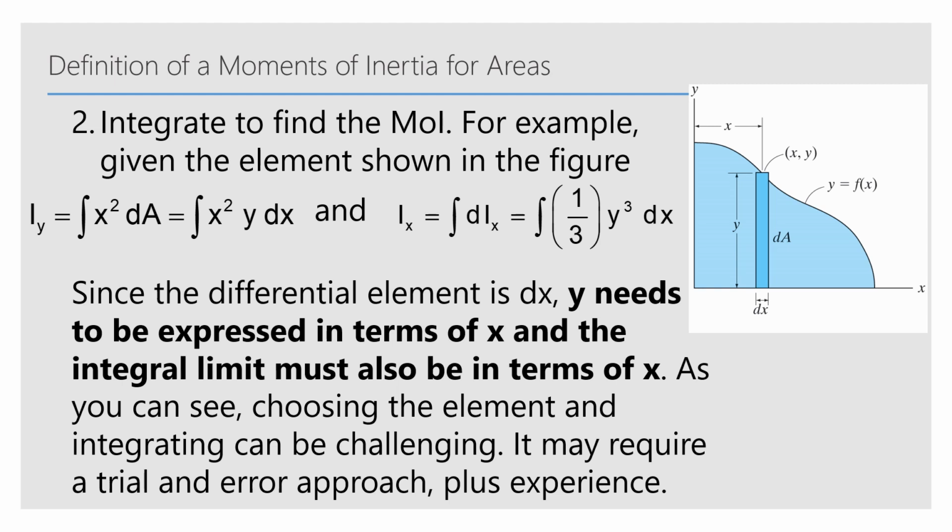The second thing is to integrate and find the moment of inertia. For example, given the element shown in the figure, the inertia for y is given by the following equation, and the inertia for x is given by the following equation. Since the differential element is dx, y needs to be expressed in terms of x and the integral limits must also be in terms of x. As you can see, choosing the element and integrating can be challenging. It may require a trial and error approach and a little bit of experience, but after doing some problems, deciding which one to use is easier.